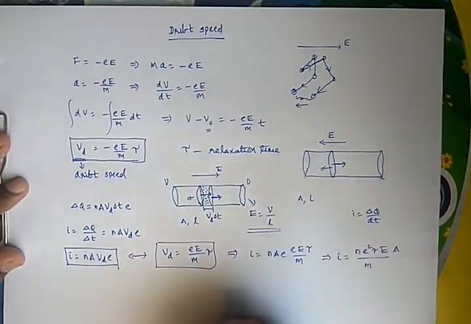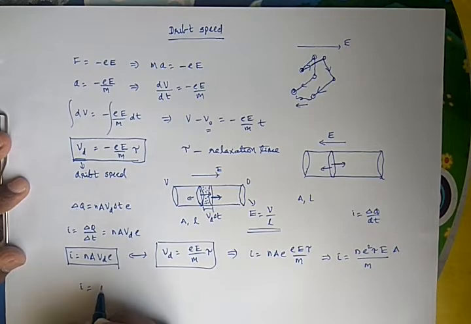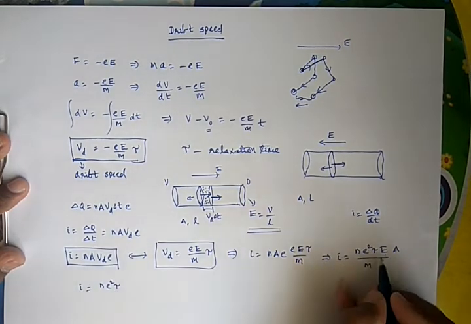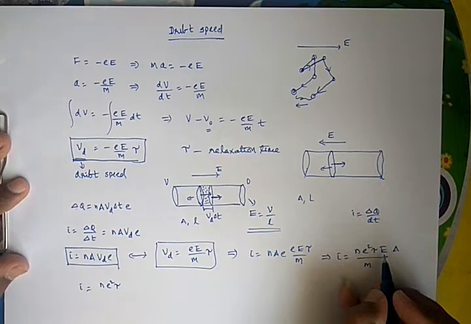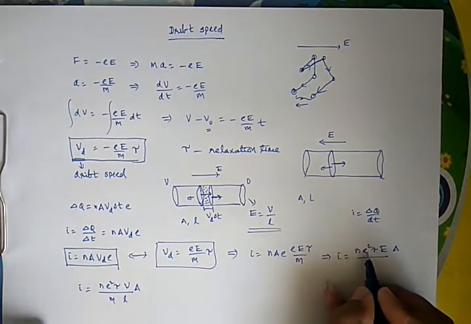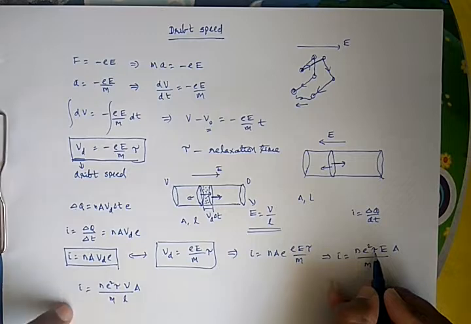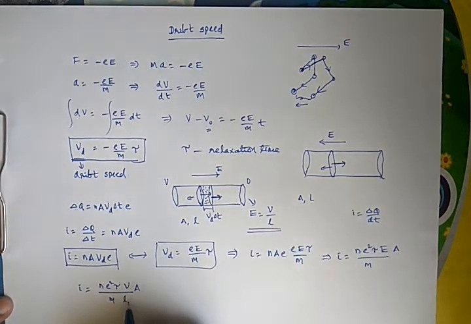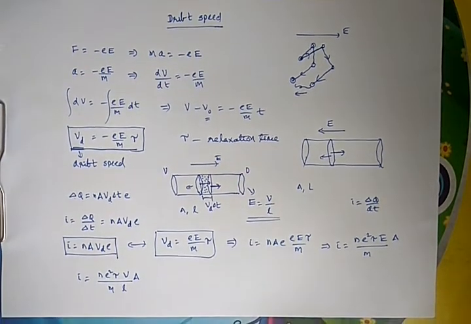So now I equals n e squared tau, then E is V by L, so let us write that as V by L. So n e squared tau A by m, and instead of E I wrote V by L.